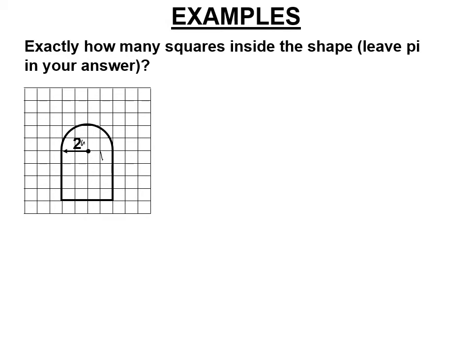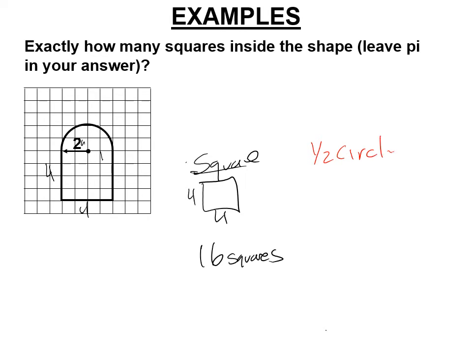23 squares. Let's see. So I see a square right at the bottom, which is 4 by 4. So that's 16 squares right there. Now, the half circle, right? So I see a half circle there, a semicircle, on top of a square. And so that is going to be 1/2 times pi times the radius. Now, is the radius 2? Yeah, the radius is 2. So 2 squared, which is 1/2 times pi times 4, which is 2 pi.